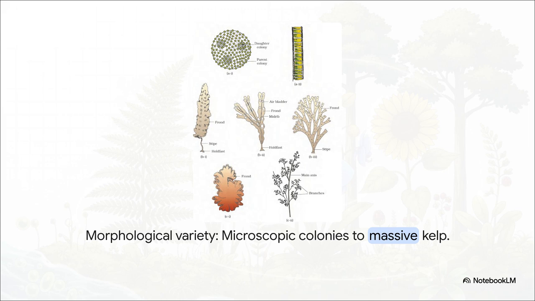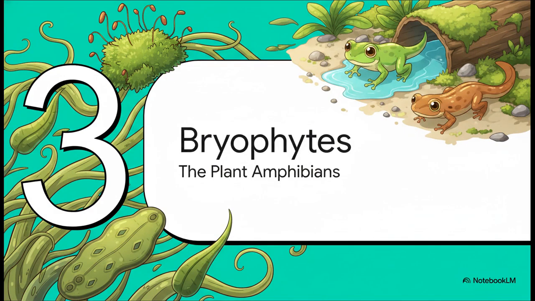On one end of the spectrum, you've got these microscopic single-celled colonies, just tiny. But then, on the completely opposite end, you have massive brown kelp forests that branch out and reach staggering heights of up to 100 meters. That is huge. But despite this massive difference in size, remember, they're all ultimately confined to their wet habitats to reproduce and to survive. All right, Section 3, Bryophytes, the plant amphibians.